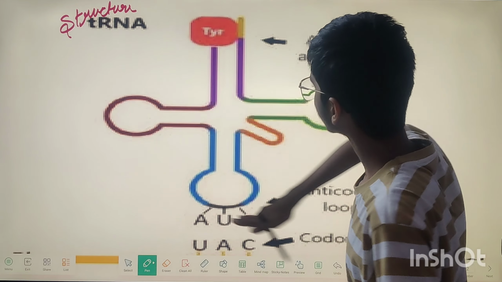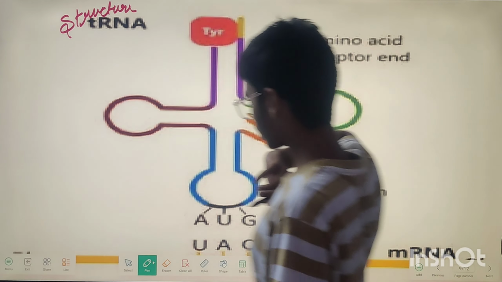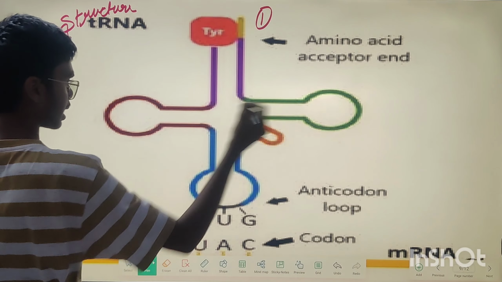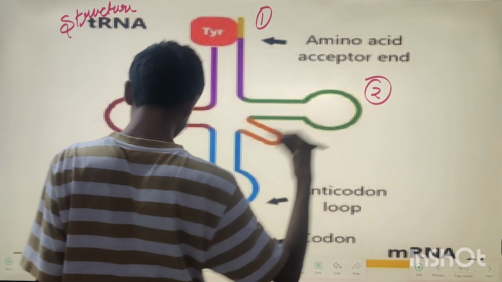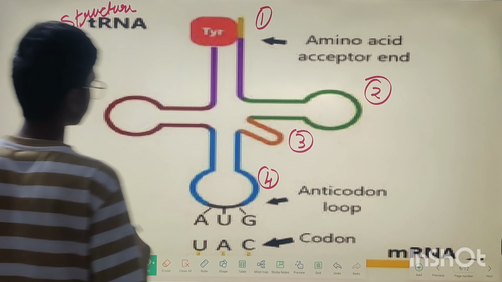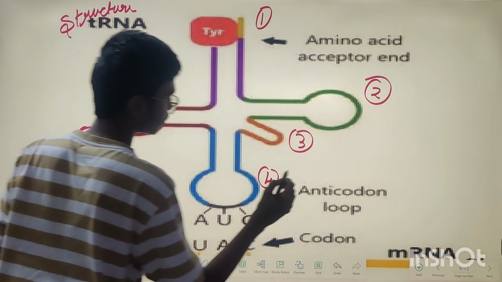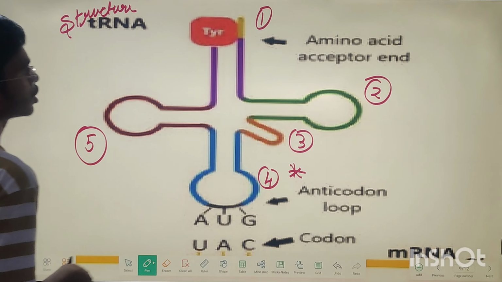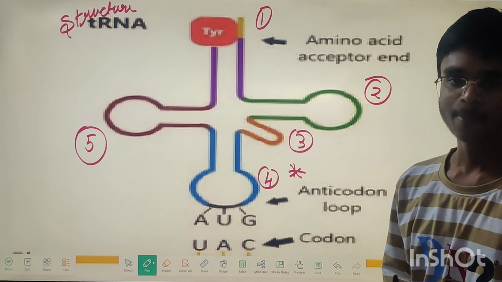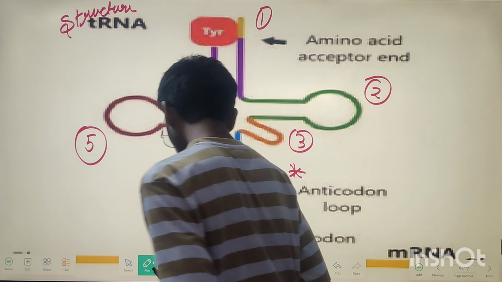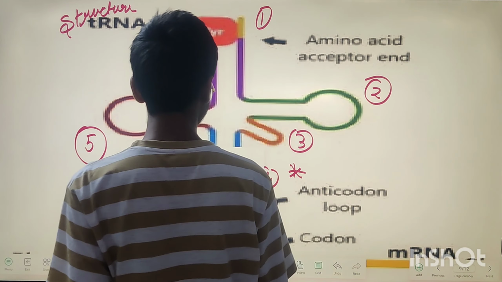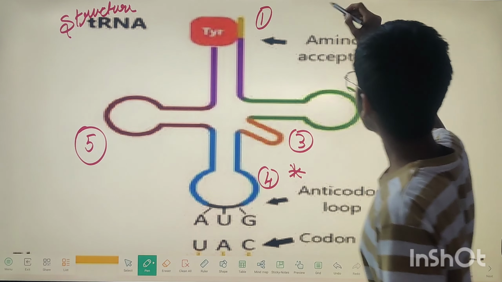Here in total there are 5 different loops. What are those 5 different loops? Here I can name this as the first loop, this as the second loop, this as the third loop, this as the fourth loop, a very important loop, and this as the fifth loop. So what is this first loop? The first loop is the amino acid acceptor loop. It is the amino acid attachment loop. It is called the acceptor end, or it can also be called the amino acid attachment loop.